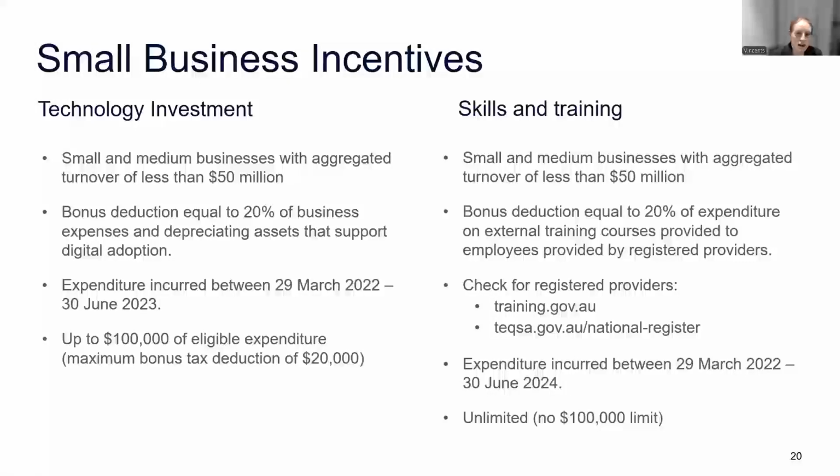And then the skills and training boost applies up to 30 June 2024, so that will still be relevant for 2024 tax returns. The only difference with this one is that it's unlimited, so there's no $100,000 limit. You can apply it to as much expenditure as you like. However, it must be on external training courses provided to employees, provided by registered providers, and there are a couple of websites where you can check whether the provider is a registered provider to ensure that you can claim the incentive.